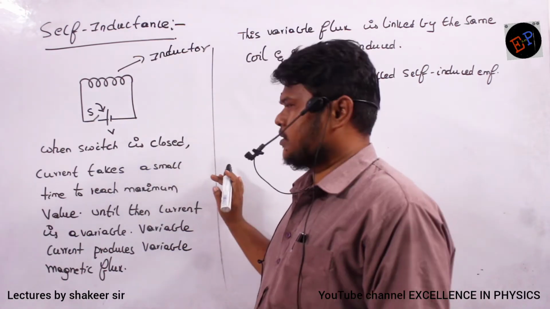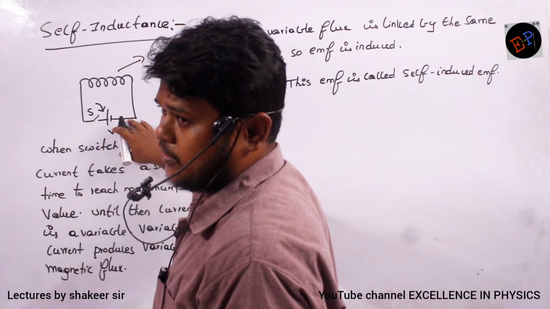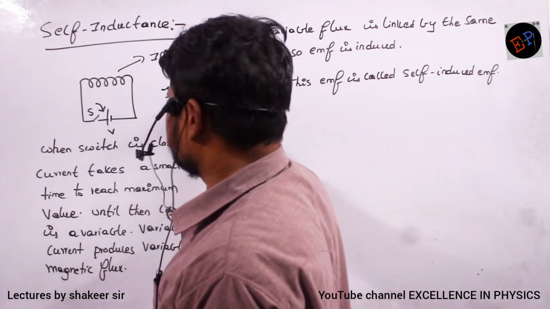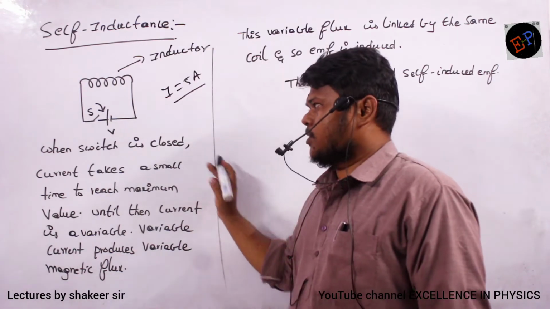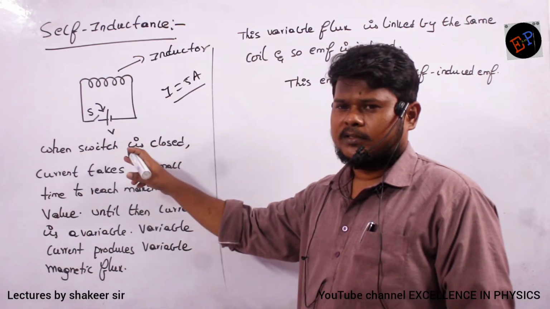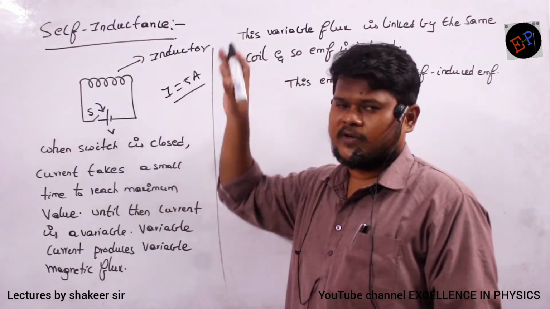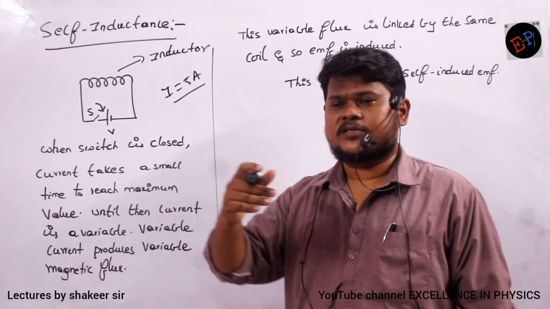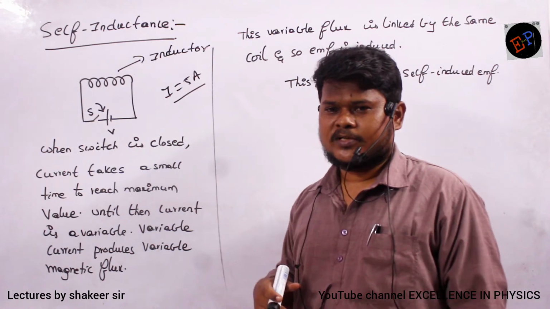Current starts flowing. No? For example, this battery for this circuit can supply 5 amperes of current. Now when I close the switch suddenly, will the current be suddenly 5 amperes, or will it increase in steps? Always it will increase in steps, no? Are you able to understand?